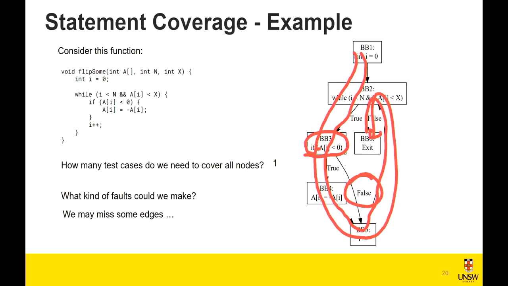So what if the condition here is somehow implemented wrongly? Let's say somehow the programmer made a typo, implemented as AI smaller than 1. Then we cannot detect this error with the test case we have just generated because we have missed a branch. We have missed an edge here. So that's why with statement coverage, sometimes we may miss out some faults or some bugs, even if we cover all the statements of a program.